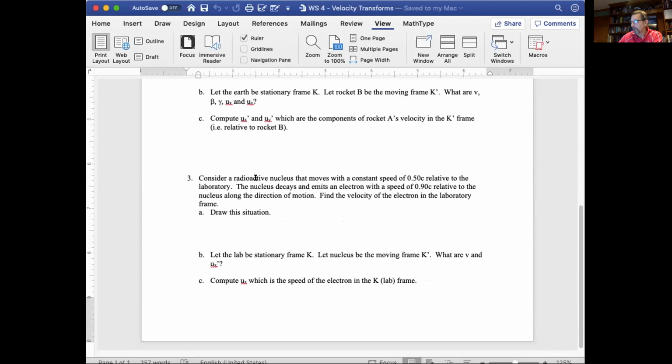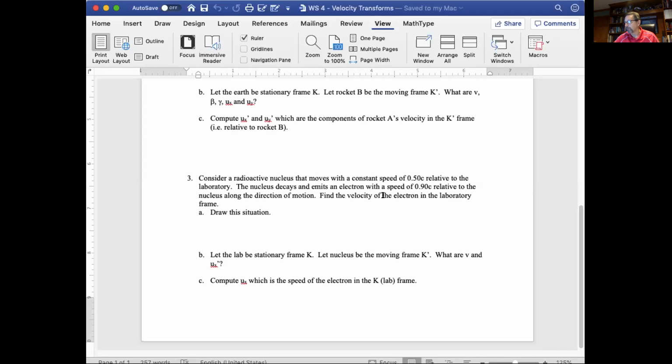So I've got a radioactive nucleus. It's moving at half the speed of light. Okay, so the speed of the K prime frame is half the speed of light. This nucleus decays and it emits an electron with a speed of 0.9 of the speed of light. And if you've never studied chemistry or radioactive decay, it is often the case that when an atom or an object decays, it emits something. It's a very common thing. In this case, it's an electron which is being emitted. U-235 obviously emits neutrons, and that's what sustains fission reaction. Anyway, so it emits this thing.